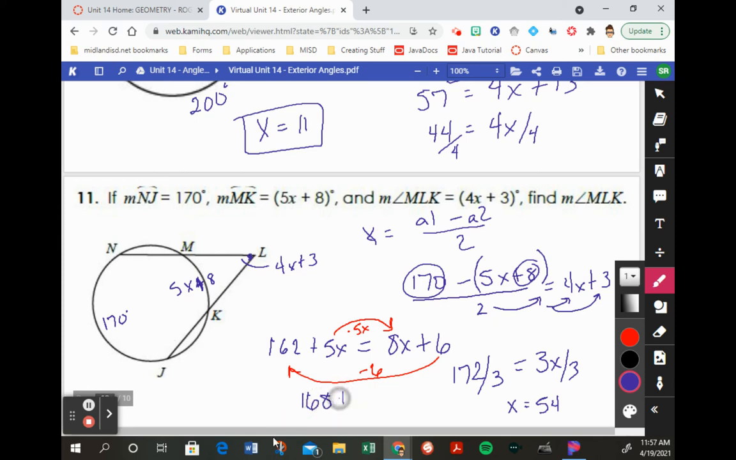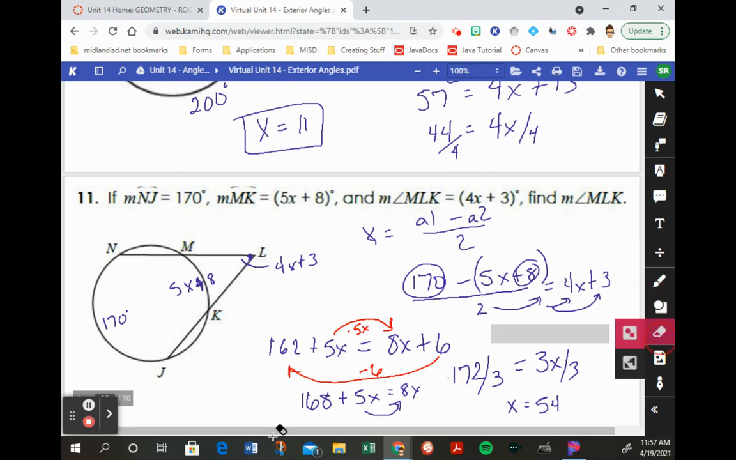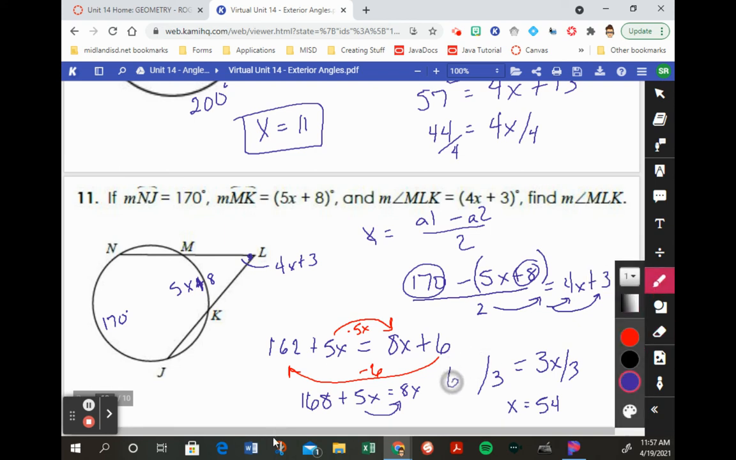168 plus 5x equal 8x. And then I move the 5x over here. So this would have been 168. So that, let me see if I got it right that time. So that would change this answer to 56.